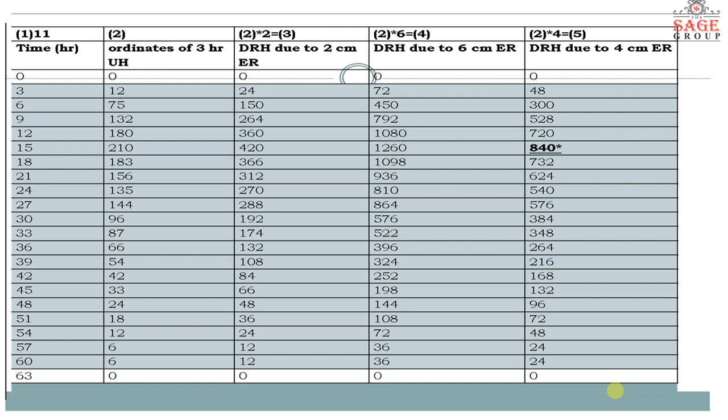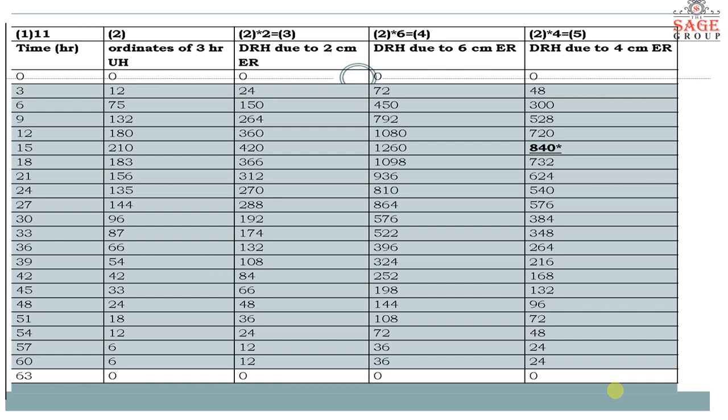Now in the third column, we are going to make a DRH of 2 centimeter of excess rainfall. So if we are given a unit hydrograph, right, and we have to convert it for 2 centimeter effective rainfall or for 6 centimeter or for 4 centimeter, it's very simple. What we need to do is, from the given unit hydrograph ordinate, we need to multiply it with the demanded depth of excess rainfall, right?